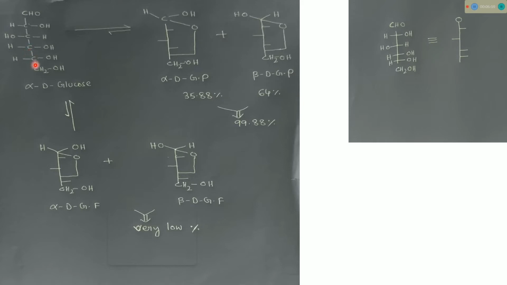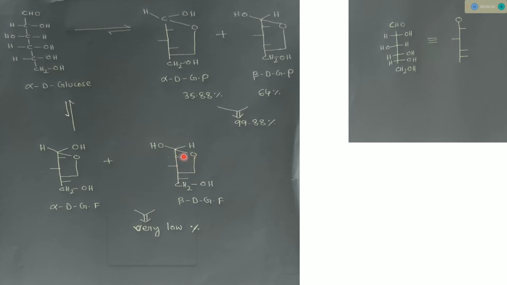D-glucose also exists in furanose form. Furanose means a five member ring is formed. If the OH group on carbon 4 reacts with the CHO group, then a five member ring is formed: 1, 2, 3, 4, 5. Again I am telling you that this is not any CH2 or carbon; for proper drawing, we just draw it like that. So this is a five member ring.